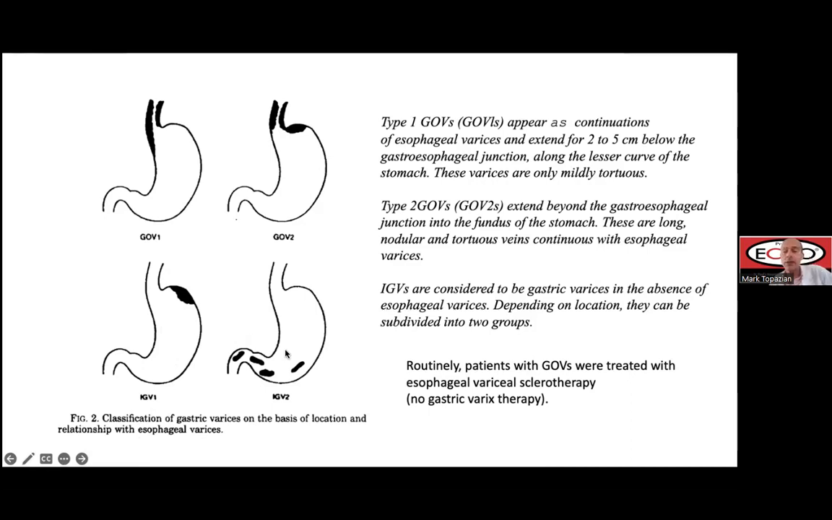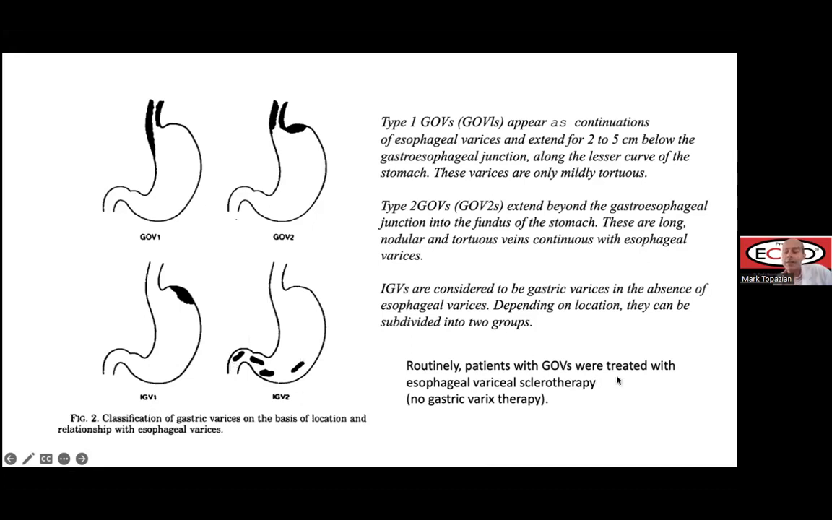And then IGV2 are so-called ectopic gastric varices, which appear elsewhere in the stomach, not coming down along the lesser curve, not in the fundus, but elsewhere in the body or antrum. And even in Dr. Sarin's original paper, suggesting maybe even in the duodenum.